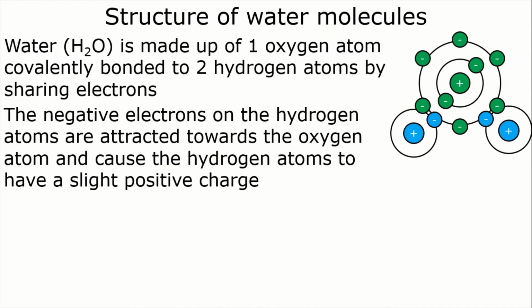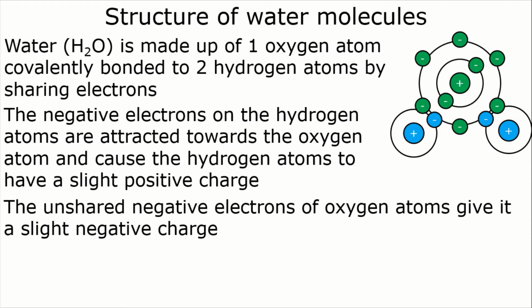Now, the negative electrons on the hydrogen atom are attracted towards the oxygen atom, and this is because there are more protons in the centre of the oxygen atom, so it exhibits a larger positive charge, and it pulls these electrons ever so slightly away from the centre of the hydrogen atom and ever so slightly towards the centre of this oxygen atom, and this gives hydrogen a slight positive charge because the electrons are being pulled away from it.